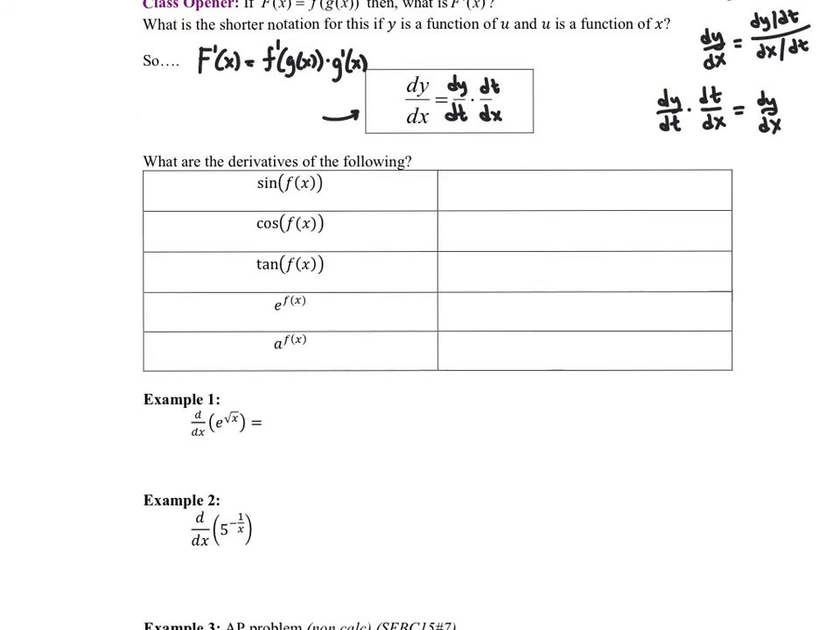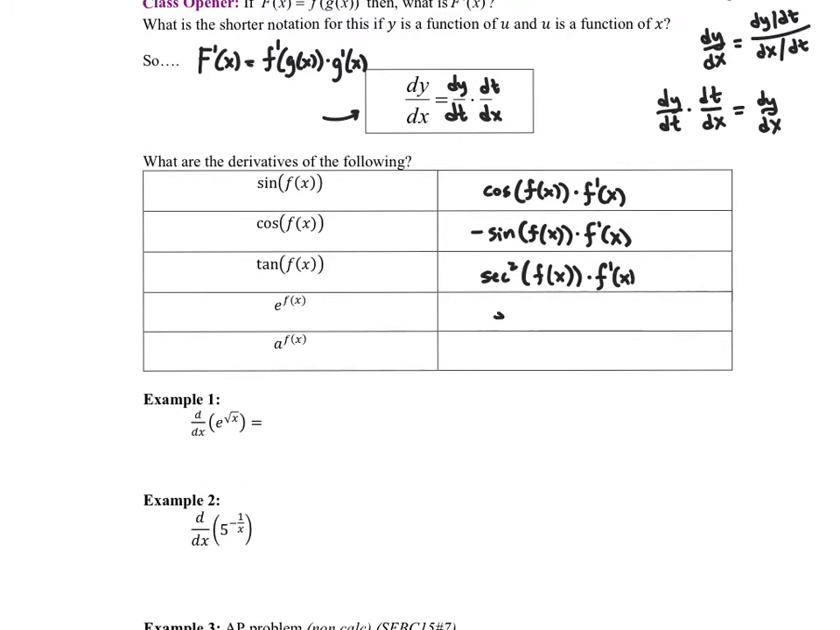Sine of f of x, well, if I use the chain rule, I'd take the derivative of sine, which is cosine, leave f of x alone, and then multiply by the derivative of the inner function. Very similarly, derivative of cosine is negative sine. Leave the inner alone, multiply by the derivative of the inner. Tangent, derivative of tangent is secant squared. Leave the inner function alone. You get the picture here. Multiply by the derivative of the inner.